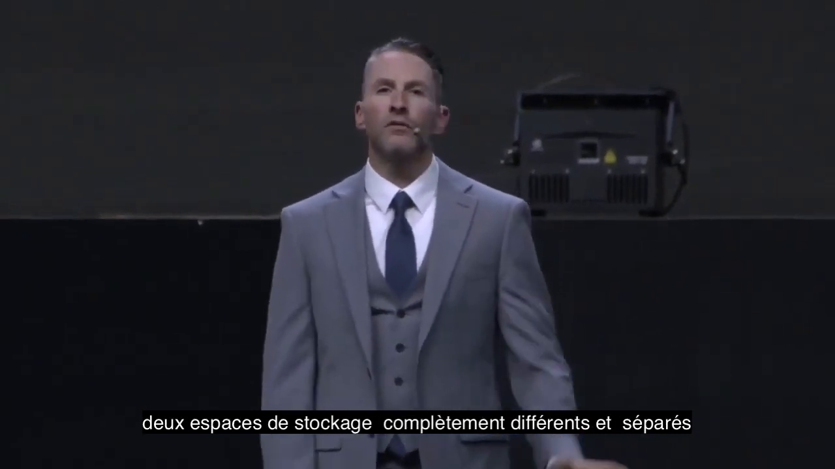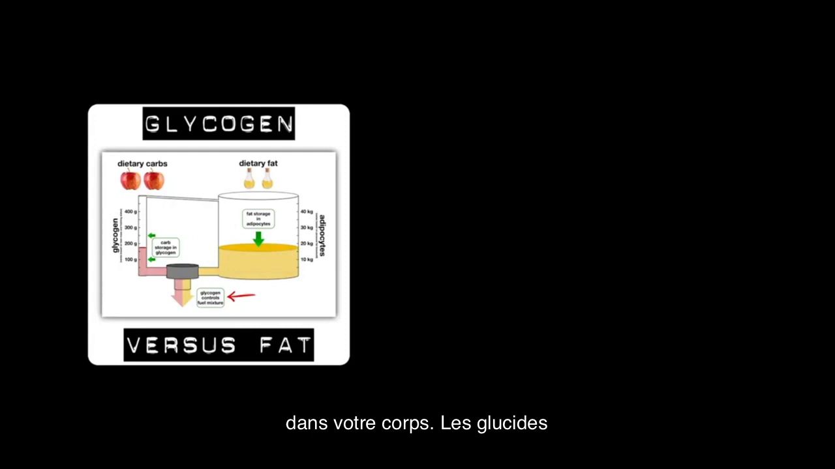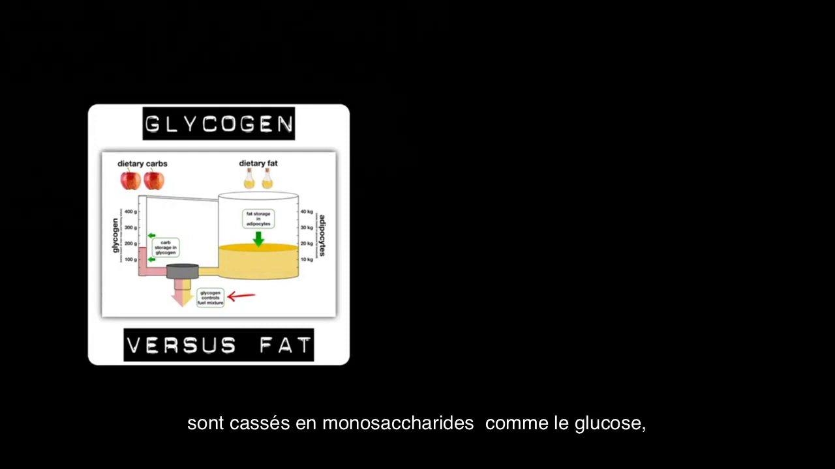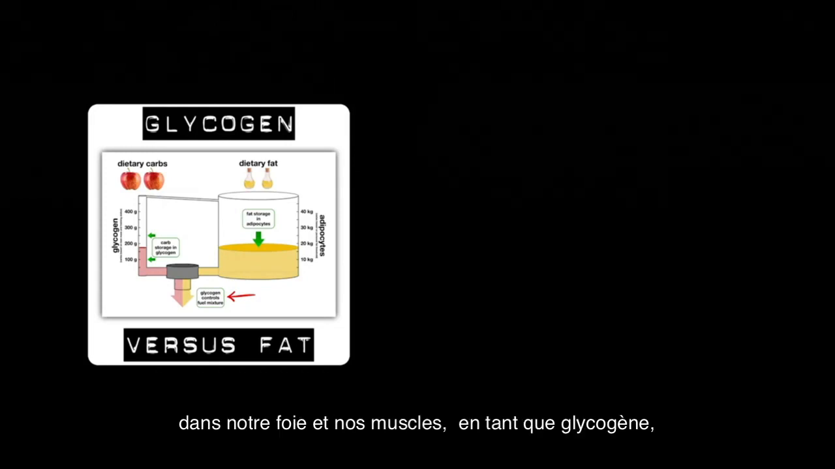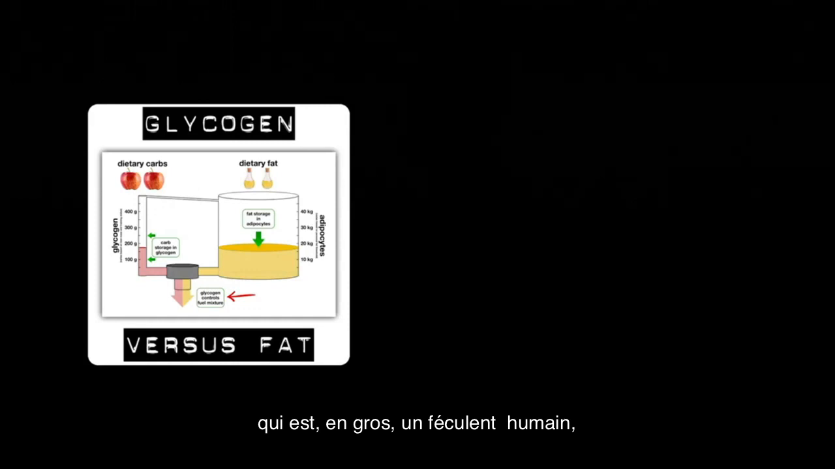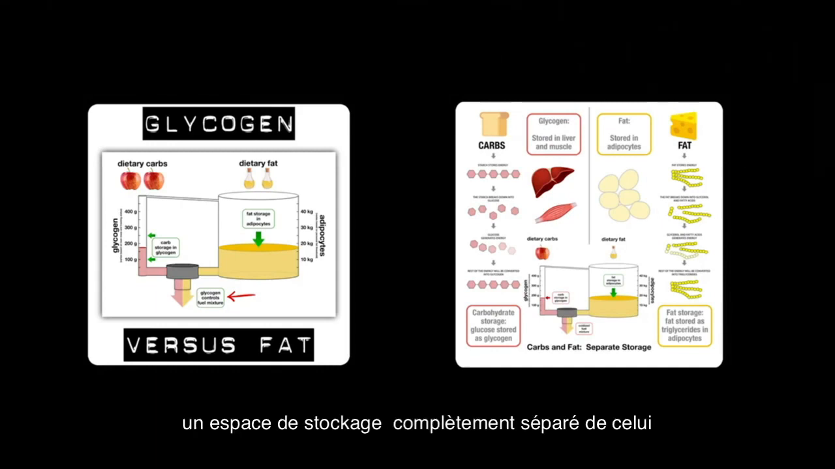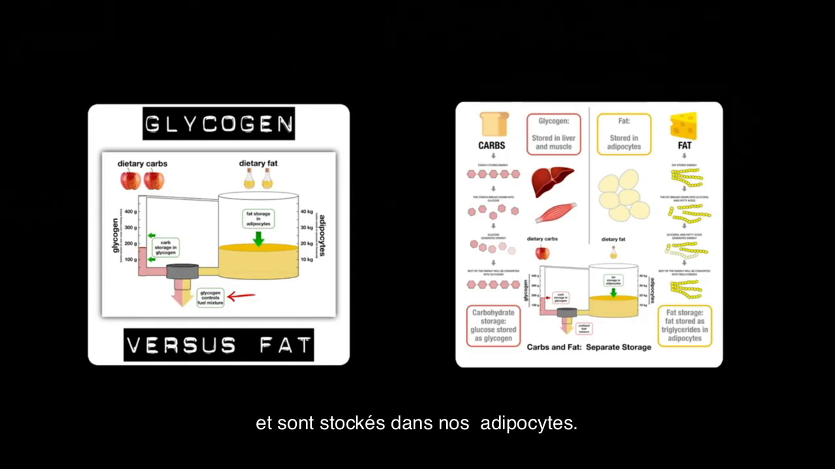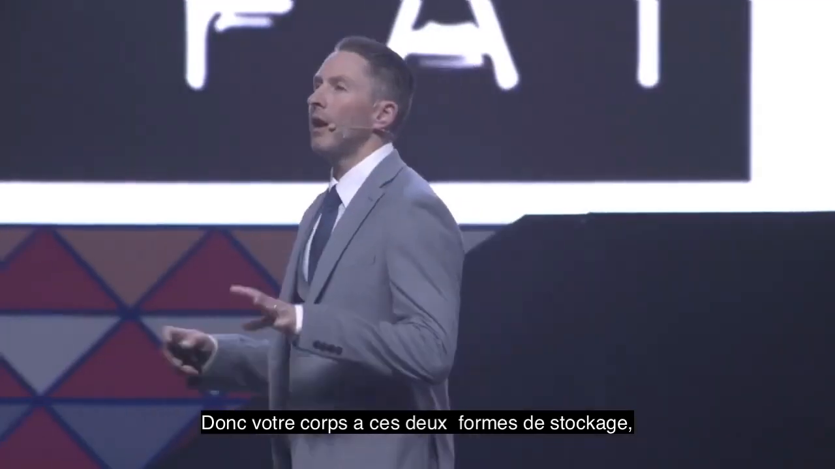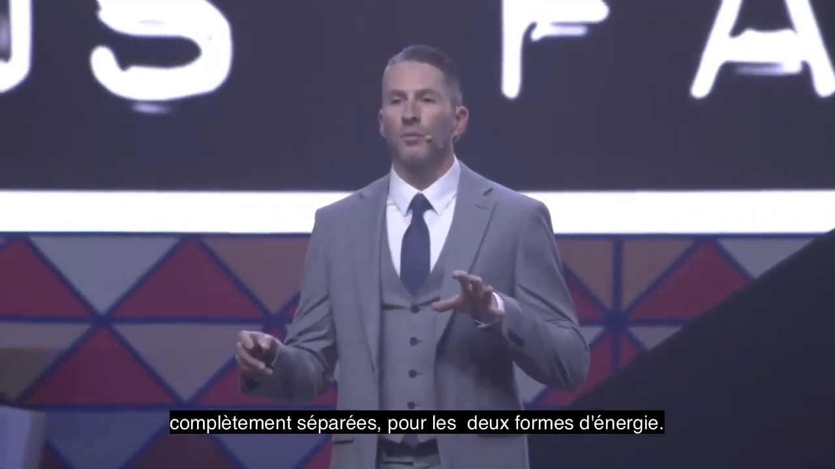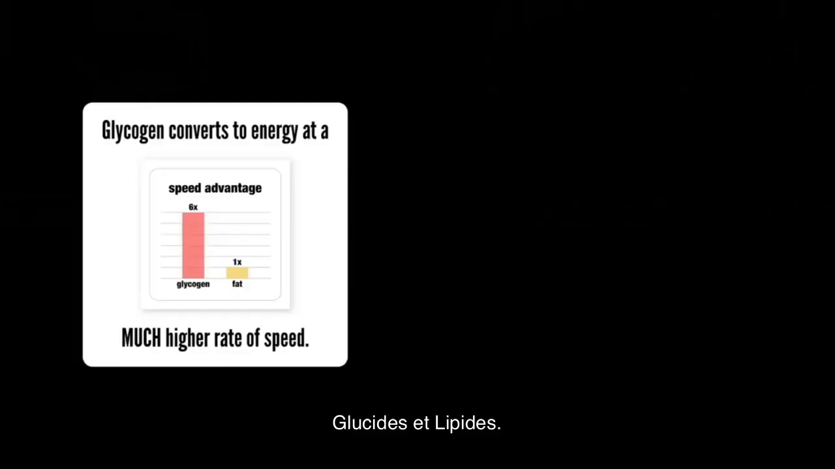You have 2 totally separate storage compartments in your body. Carbohydrates are broken down into monosaccharides like glucose before they're absorbed, and then we store them in our liver and our muscles as glycogen, which is basically a human starch, just chains of glucose. Glycogen is water soluble, and it has an entirely separate storage compartment from fat, which is not water soluble and is stored in our adipocytes. So your body has these 2 entirely separate storage compartments for the 2 forms of energy, carbs and fats.